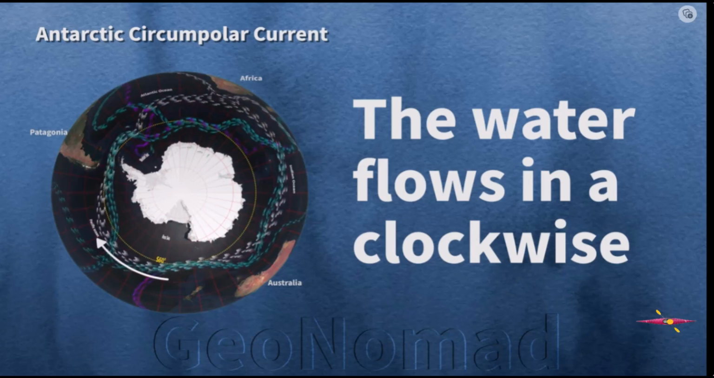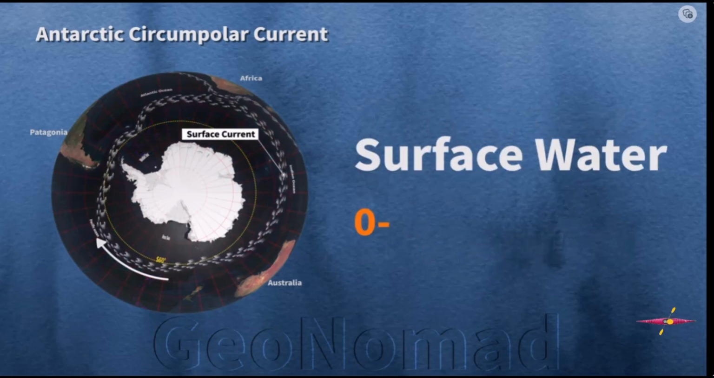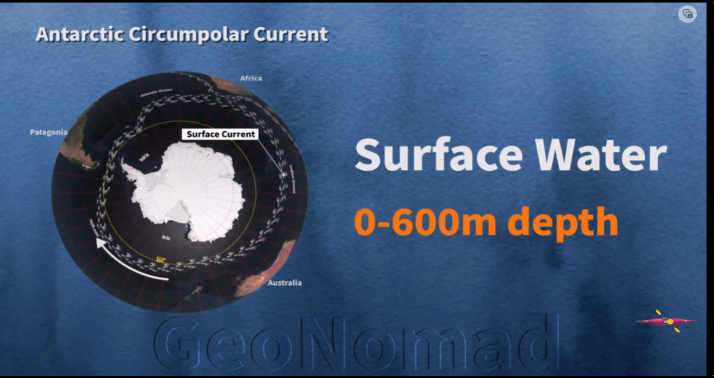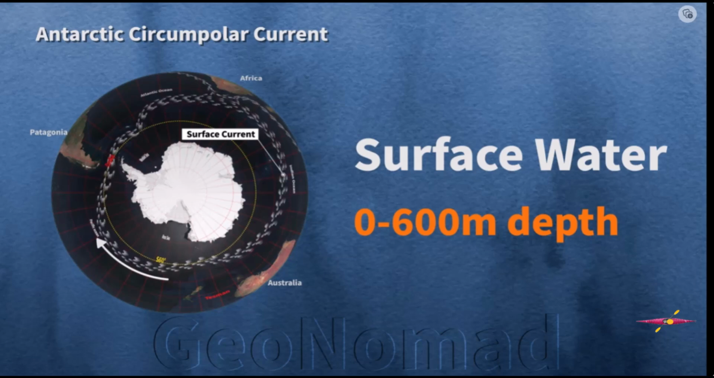The map displays the flow of the ocean currents in 3 layers. The map shows the current surface water flow between 0 and 600 meters below sea level. It is the white line. This water circulates between the Drake Strait and the Tasman Sea. Some surface water flowing around Antarctica merges with the Benguela Current in southwest Africa and flows northward.